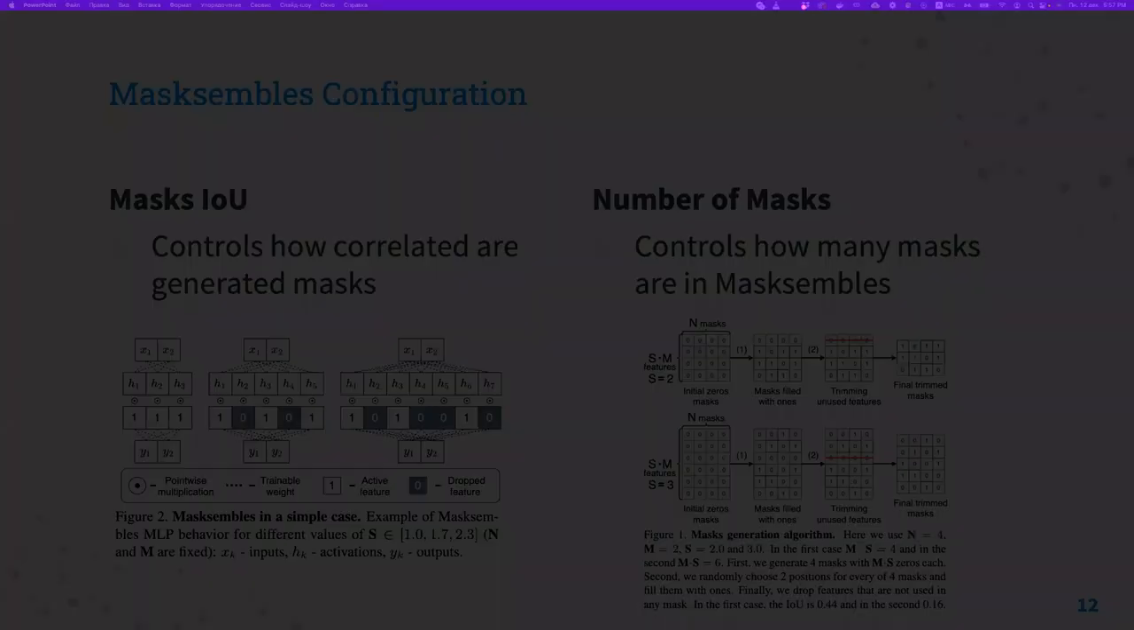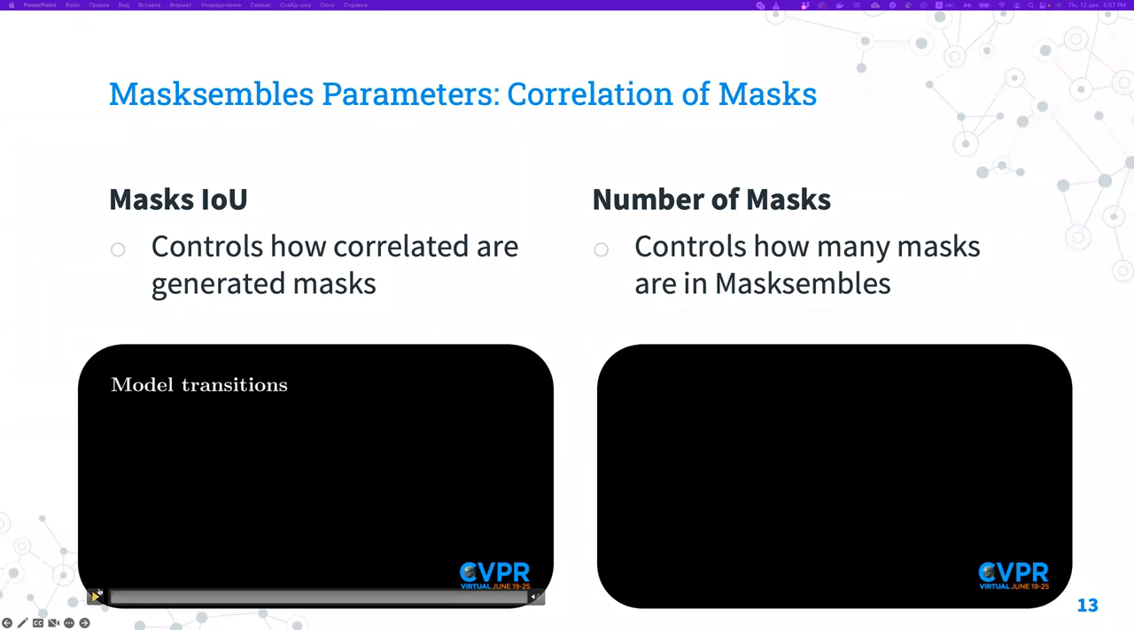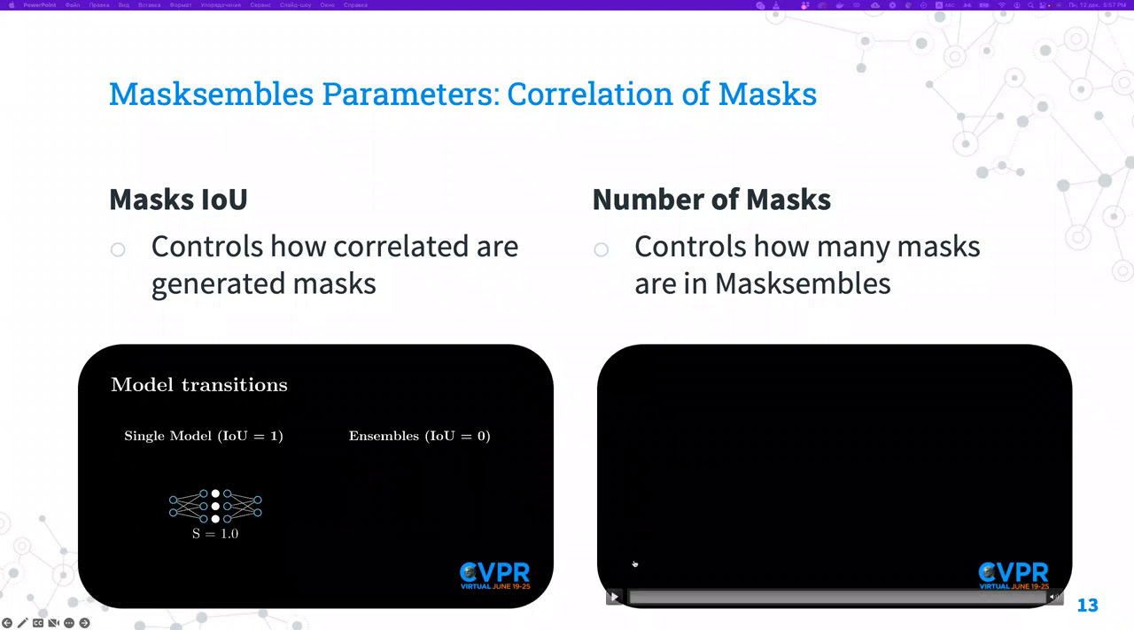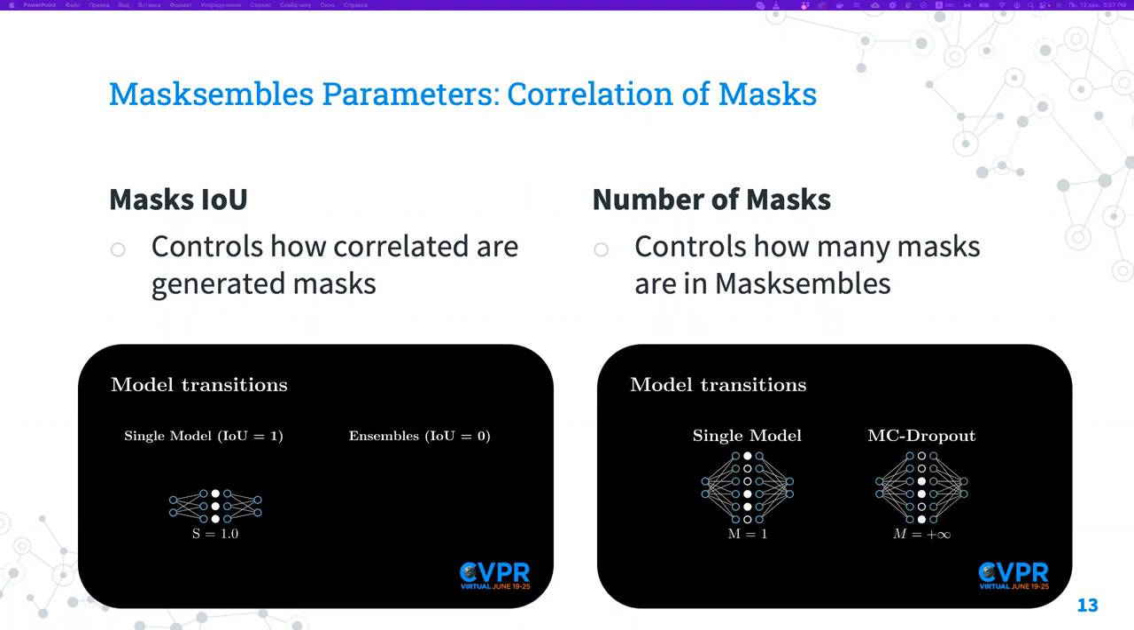There's a small visualization of this continuity we've mentioned before. As I already mentioned, there are two parameters. The first visualization would be for model transition, model correlation. When we reduce the correlation between masks, we effectively go from a single model to ensembles, because masks are getting less and less correlated. And for the second parameter, the number of masks, when we fix the scale parameter and increase the number of masks, we go from, once again, a single model to the MC dropout approach.